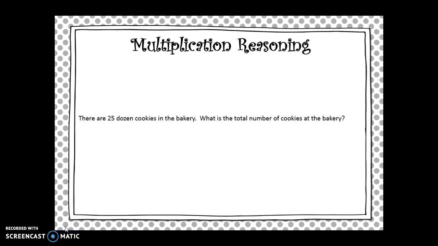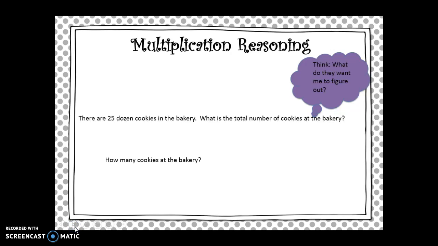Now that we understand what multiplication reasoning is, let's look at an example. I'll walk you through one. There are 25 dozen cookies in the bakery. What is the total number of cookies at the bakery? My first step is to think to myself, what am I trying to figure out? What do they want me to figure out? Well, they want me to figure out how many cookies are at the bakery if I have 25 dozen of them.